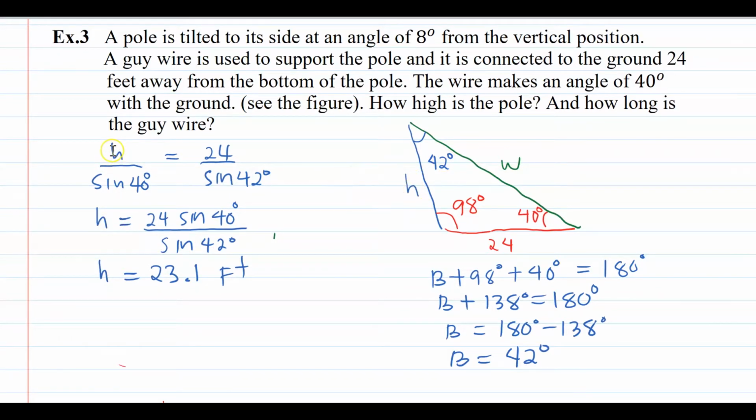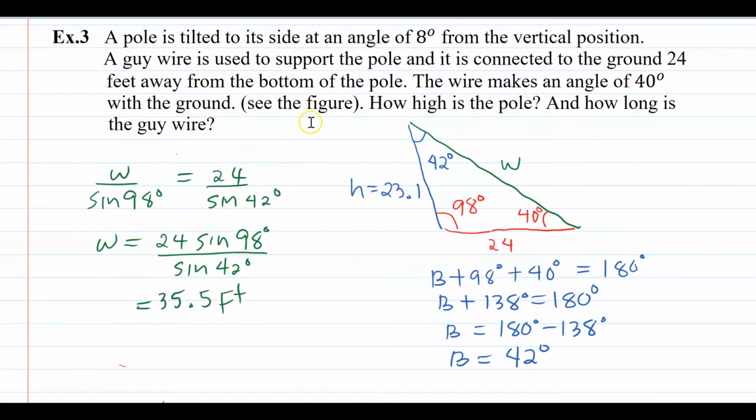So we have h over sine of 40 degrees is equal to 24 over sine of 42 degrees. And cross multiplying sine of 40 degrees, we have h equals 24 times sine of 40 degrees divided by sine of 42 degrees. We have h equals 23.1 feet. This is the height of the pole.